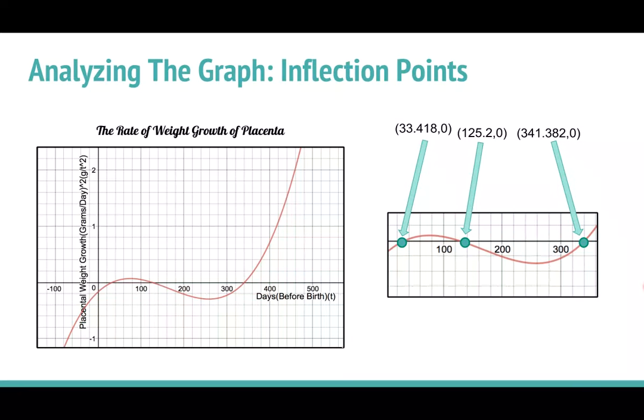Because of the nature of this graph, a computer believes that the function begins increasing at 341 days. However, at this point, the fetus is already born and the placenta is removed, therefore getting rid of all the data after 40 weeks.